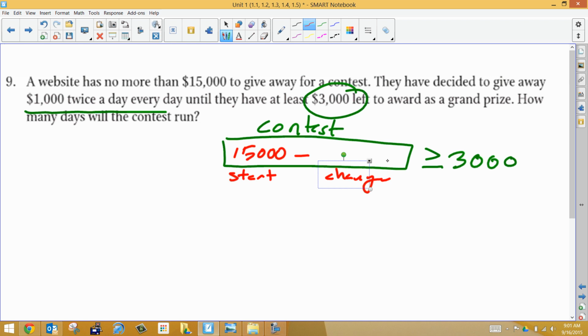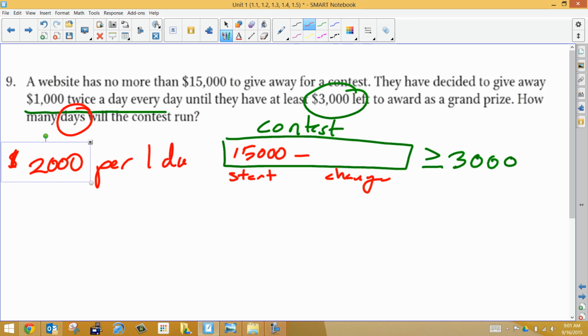Now, do we put 1,000 here? When I read this, it's asking for how many days the prize can run. Well, if I'm doing $1,000 twice a day, am I really doing $2,000 per one day? So I'm going to use that as my coefficient. So I'm going to put 2,000 over here with the number of days. And I don't really care about how many times during the day, as long as I know how many days I can run. So once again, I'm going to undo my addition over here.